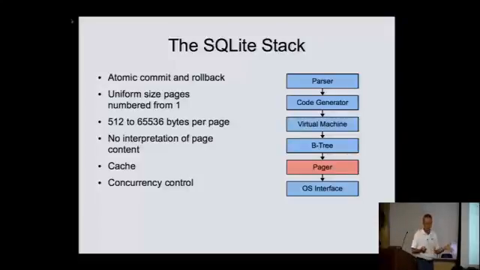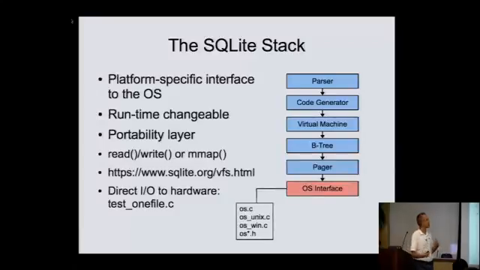It also provides concurrency control because with SQLite you can have multiple processes talking to the same database file at the same time. And there's not a server controlling this. They're all peers. And so there's got to be a mechanism to make sure they don't step on each other. And that's handled by the pager layer.